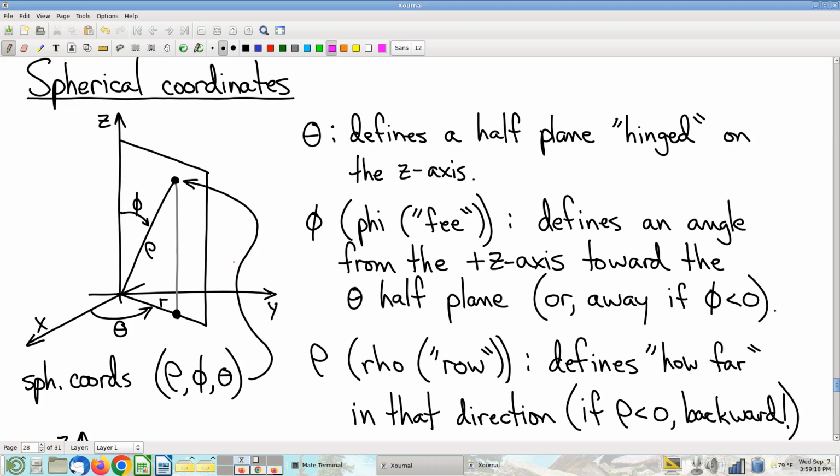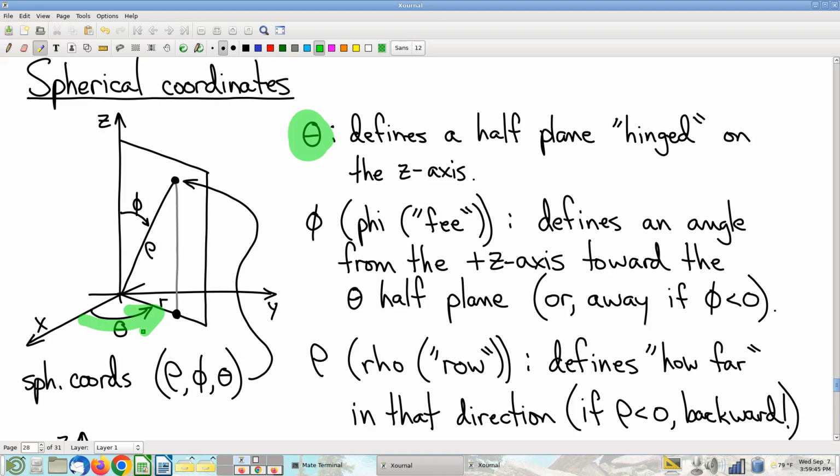Now that said, the first coordinate that we're going to talk about is familiar. Theta. It's the usual theta. It's angle measured counterclockwise from the positive part of the x-axis. That's where the similarity ends, pretty much.